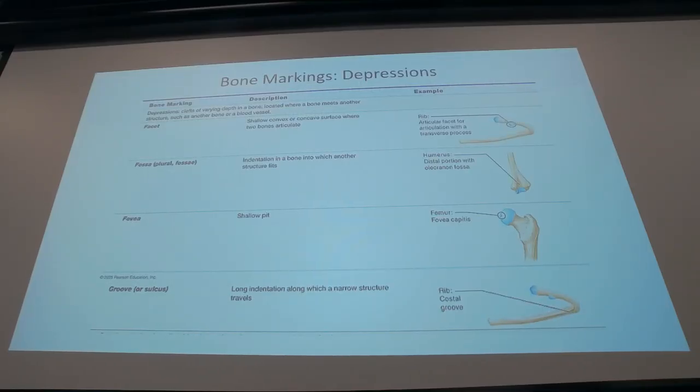So here is a table showing you different markings. Here we have examples of depressions, for instance. The first one is a facet. What is the definition of a facet? A shallow, convex, or concave surface where two bones articulate.